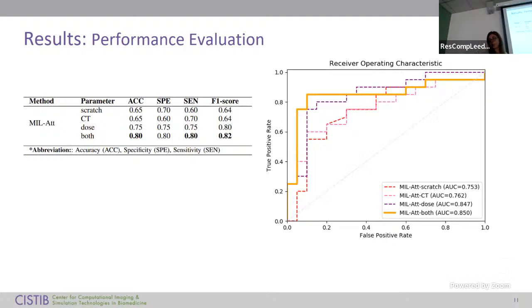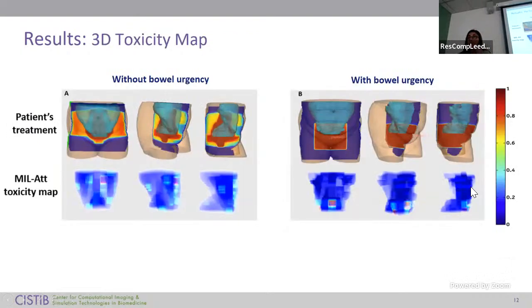So let's see what the results are. Here, when we trained our network from scratch, that means no transfer learning, you see that the accuracy is 0.65. But when we transferred both encoders, we have 0.80, which shows how important transfer learning is in our work. This applies to the other metrics as well. This is also the area under the curve. You see that when we use transfer learning, it's 0.85, the best result, but without transfer learning, or training from scratch, we have 0.75.